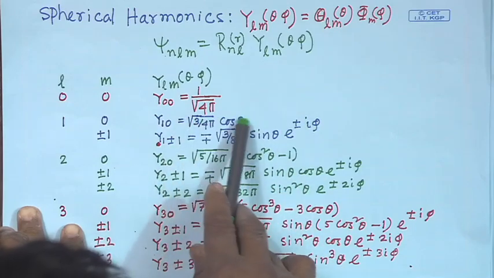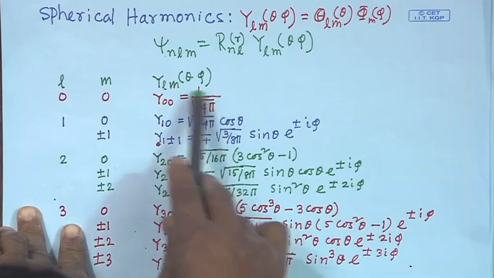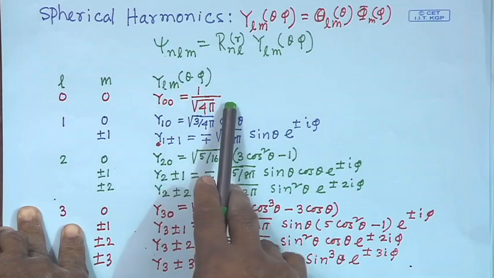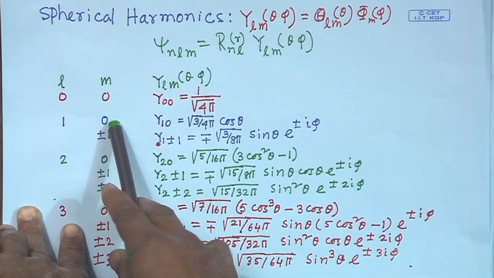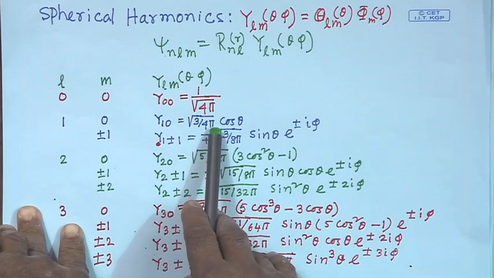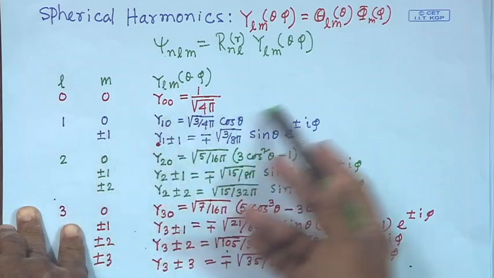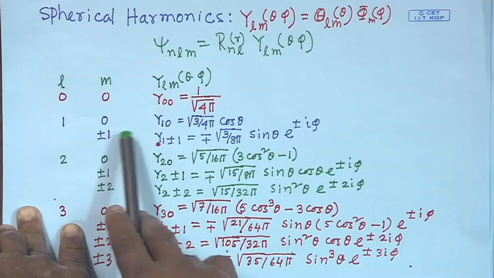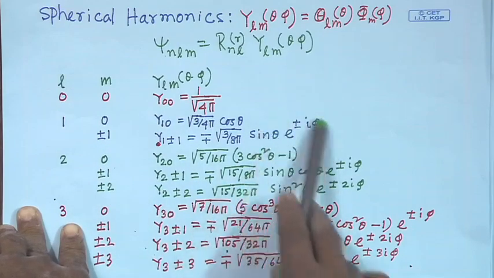For L equal to 0 and M equal to 0, it is independent of theta and phi. For L equal to 1, M equal to 0, it depends on theta only; it is independent of phi because M equal to 0. For the other one, plus minus 1, the term e to the power plus minus i phi has come.